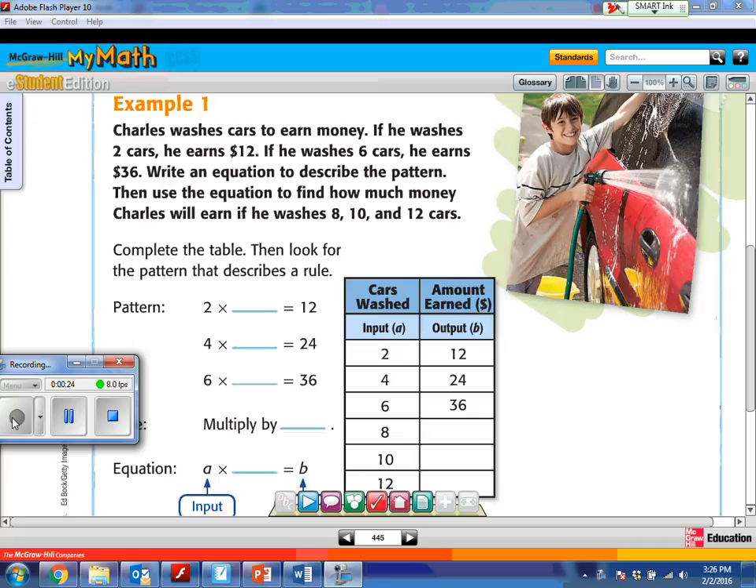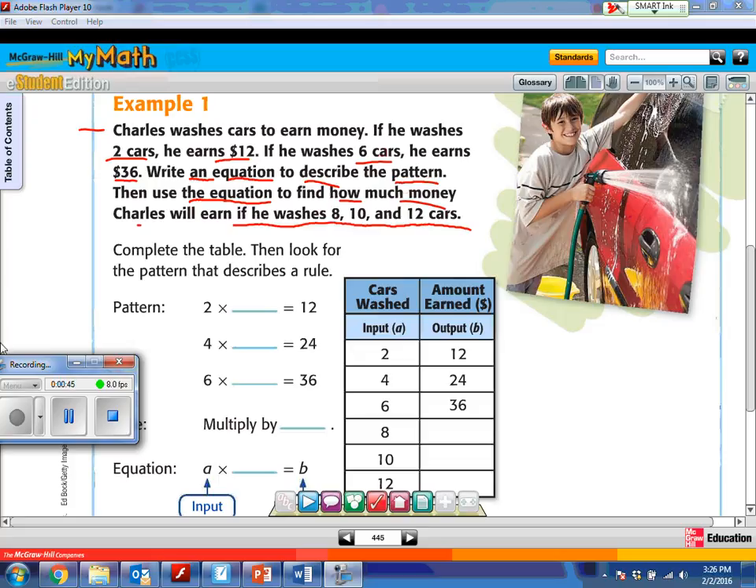It says Charles here. Charles washes cars to earn money. If he washes 2 cars, he earns $12. If he washes 6 cars, he earns $36. We want to write an equation that describes the pattern, and use the equation to find out how much money Charles will earn if he washes 8, 10, and 12 cars.